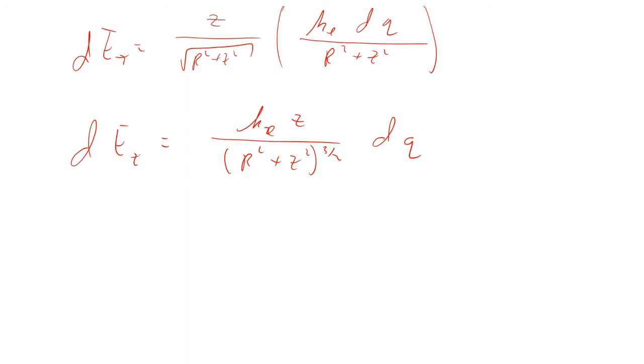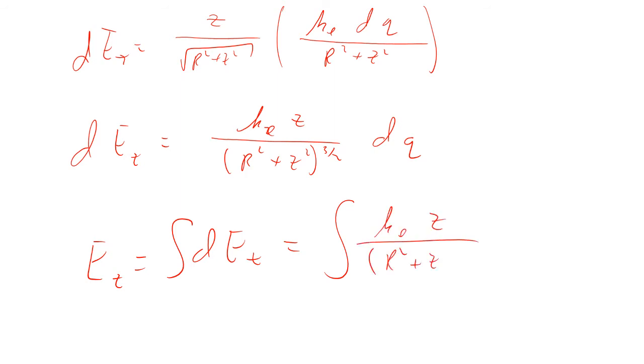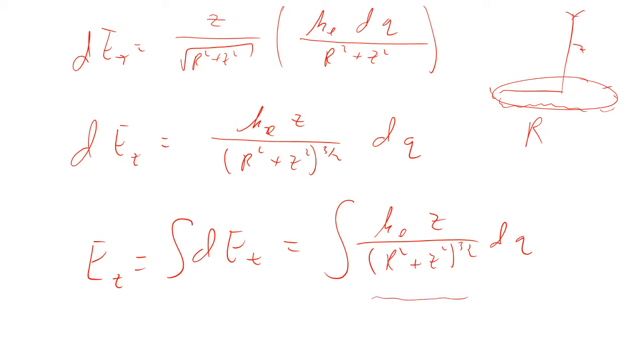So Ez is going to be the integral of dEz. That would be the integral of k sub b z over r squared plus z squared to the 3/2 dq. Now here's the thing that's interesting: for our circle of charge, r is constant because it's a circle. As we integrate around here, z stays constant. So that means all of this is constant, so all that comes out of the integral right there.